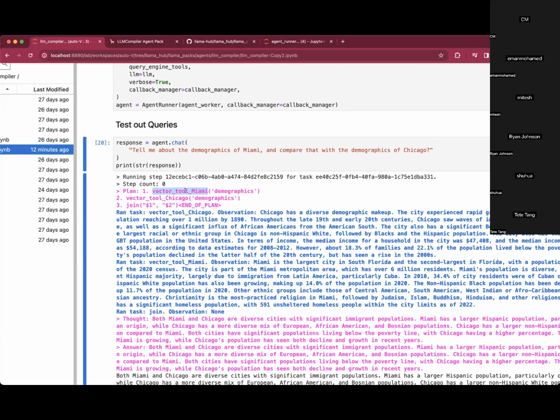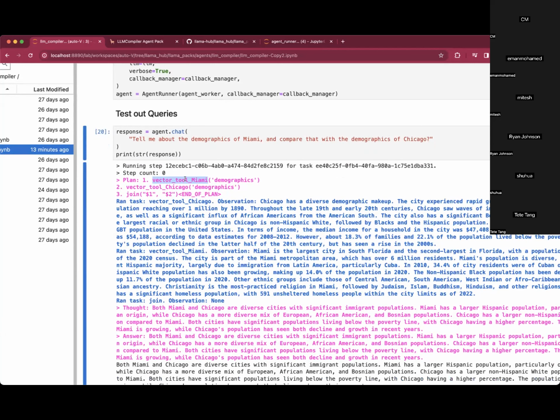And the thing is, if this was a React loop, it might reason about this too, but one, it wouldn't actually do this long-term planning beforehand. So it would first be like, thought: I need to go into Miami first, and then afterwards, thought: I need to go into Chicago. Here it actually just plans it out beforehand.